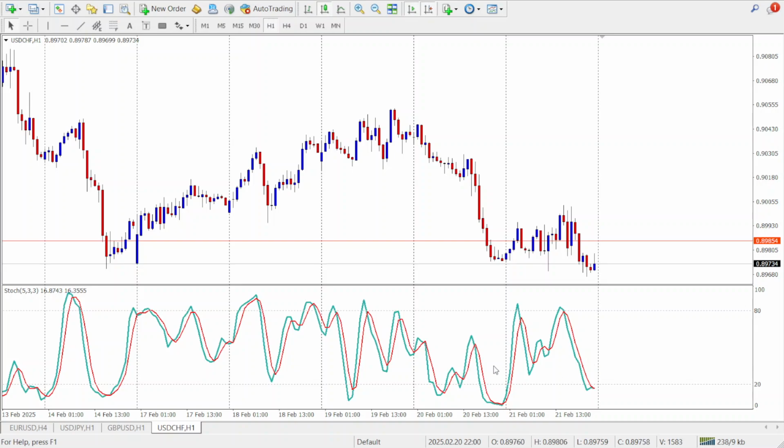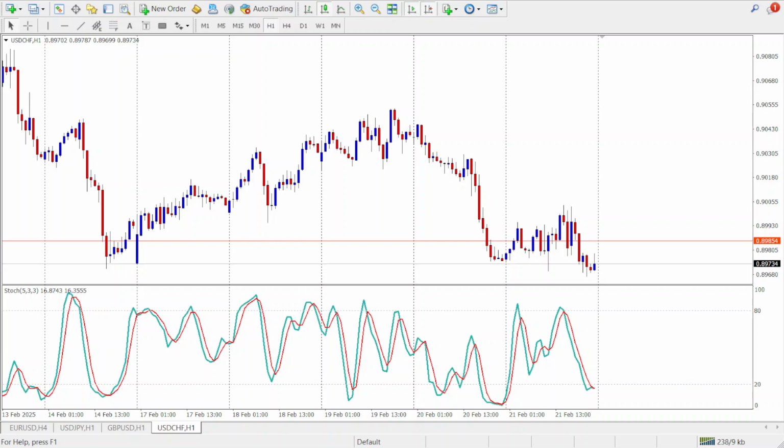Now, the stochastic is displayed on a scale from 0 to 100. You can see that clearly. Values above 80 are typically considered overbought, and values below 20 are considered oversold. So this helps you to identify potential turning points in the market. But just having the stochastic indicator is not enough. You need to know how to read it, and more importantly, how to use it in your trading strategies. So that is exactly what we're going to be breaking down in this video.